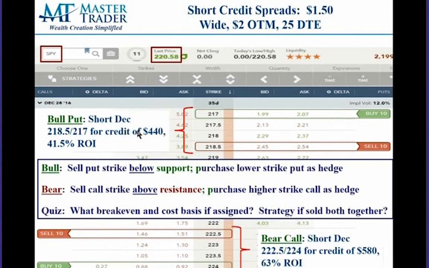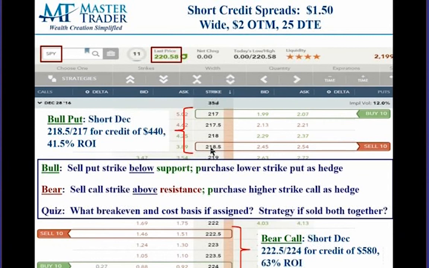What does that give me? It gives me a credit of $440. My max loss is the difference of these strikes, which is $1,500, minus the $440 that I put in my pocket the moment that I sold this spread. So my max loss on this bull put spread is $1,060. And that's only going to occur if the Spiders fall below the lower strike of 217.